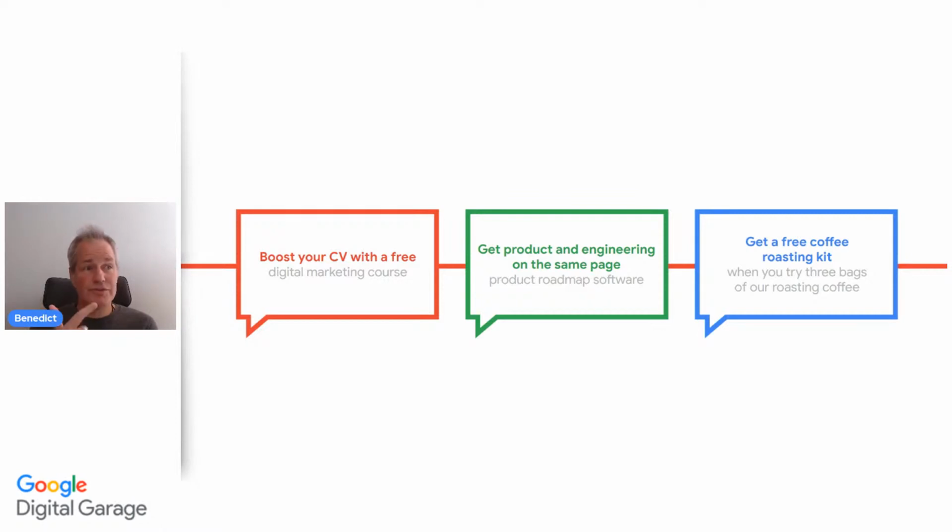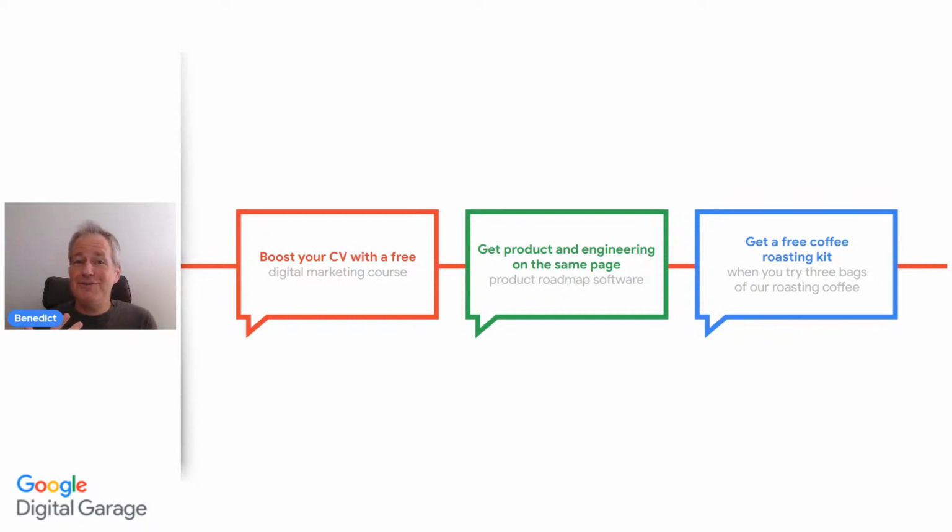But if you got the boost your CV with a free, that's immediately the benefits. Then we got get product and engineering on the same page. Okay, so maybe the product and engineering, getting them together. And then we've got the product roadmap software. Now, of course, we've seen lots of product roadmap software, and some have been really good, but of course, we can only use one roadmap software. So if it starts with product roadmap software, it just takes too long to read that. But get product and engineering on the same page captures their interest.